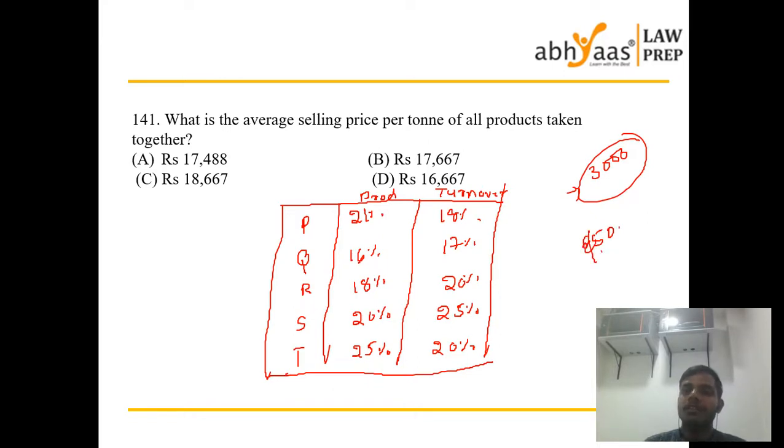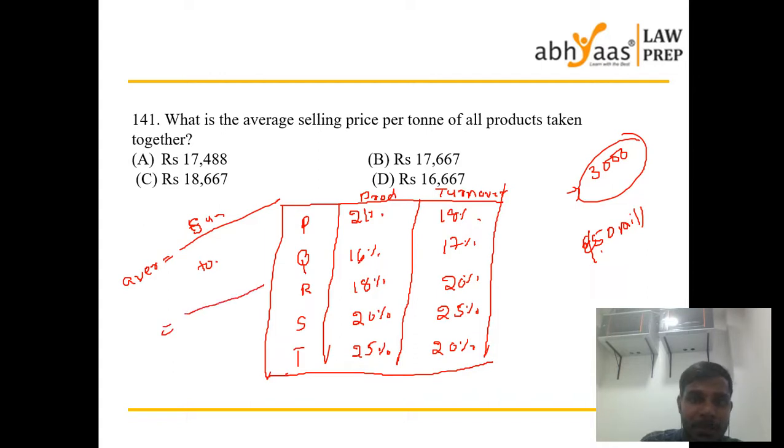First question: what is the average selling price per ton of all products taken together? We don't even need the table for question number 141. Our total production is 3000 tons and our total turnover is 50 million. So what is the average? We know average is equal to the sum of observations divided by the total number of observations.